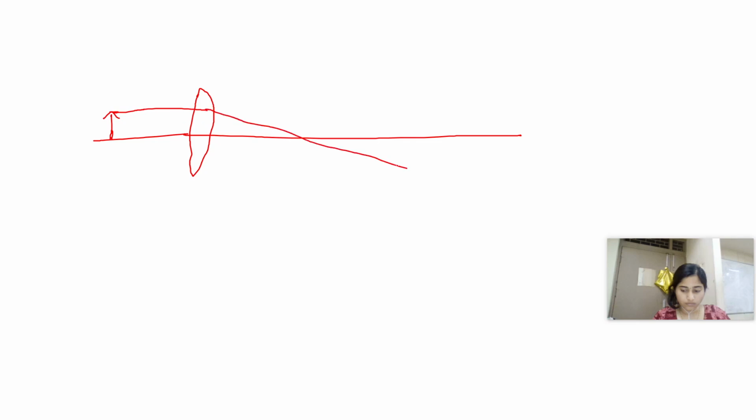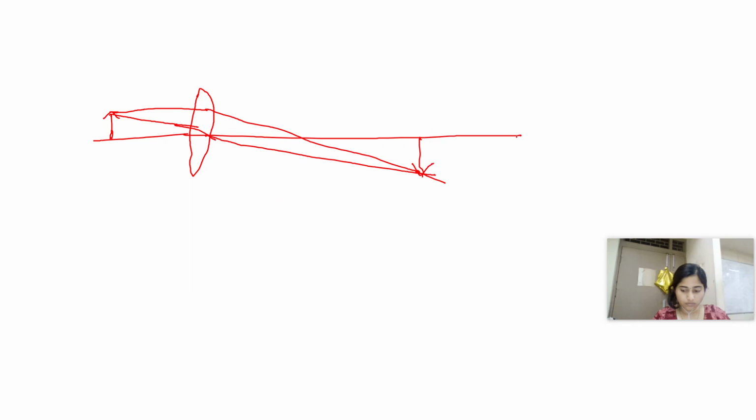Okay, if you say compound microscope, how will it work first? We have some object here, and our objective is here. Now light passes through the object and goes somewhere here. Similarly, another light ray passing through the center of the objective will be somewhere here. So the image will be present here. It will be an inverted image.